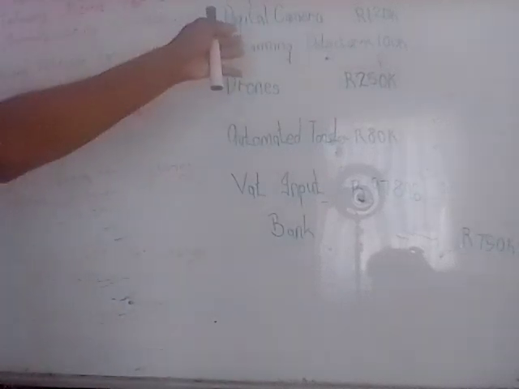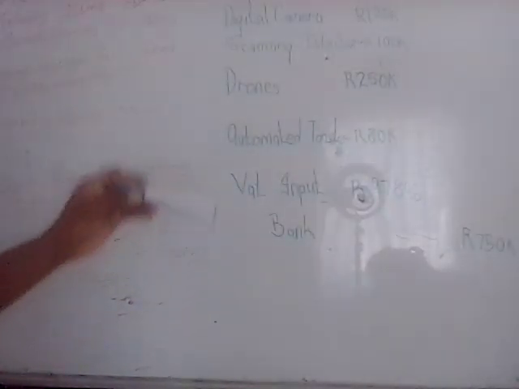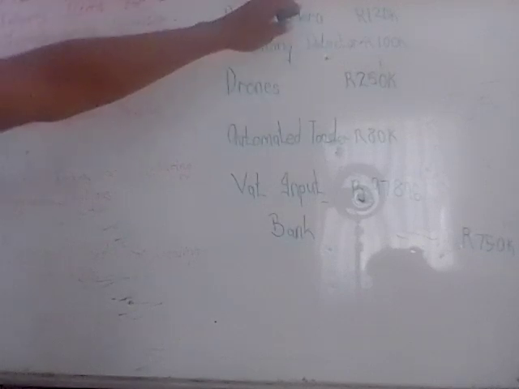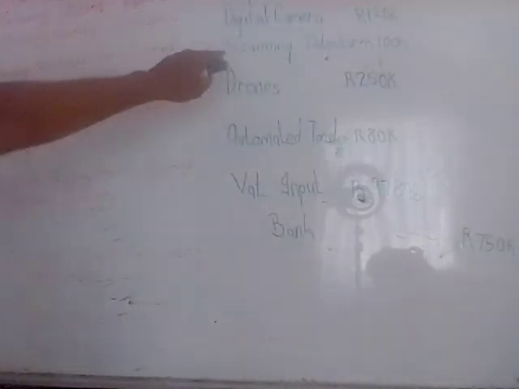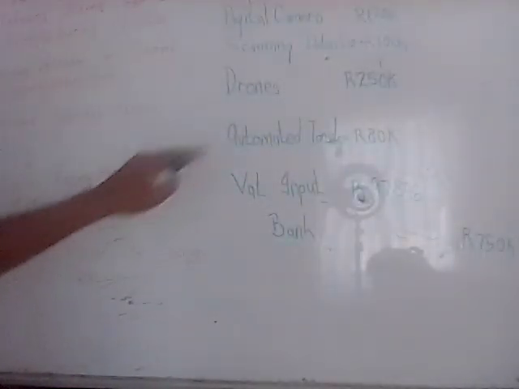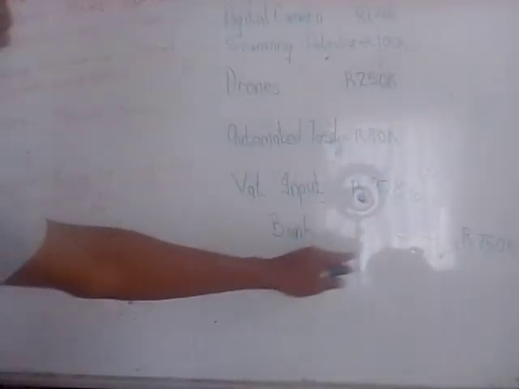So on the right hand side, we've got items which were generalized, and in this instance, they're dotted down in green. The first item is a diamond refinery machine with a debit entry of 200,000, followed by digital camera 120,000, scanning detector 100,000, drones 250,000, automated toaster 80,000 rands, and we've got a VAT input of 97,896, and a bank amount of 750,000 rands.